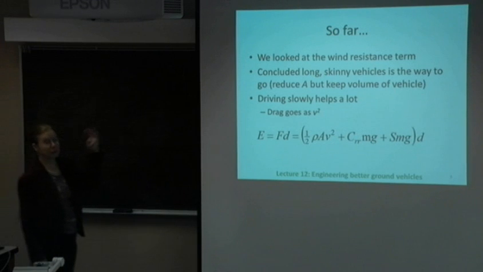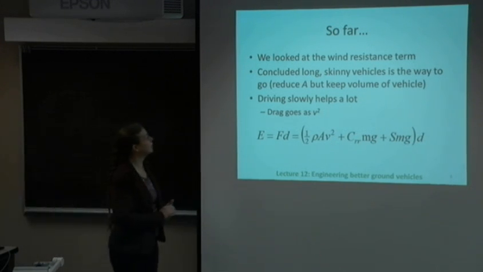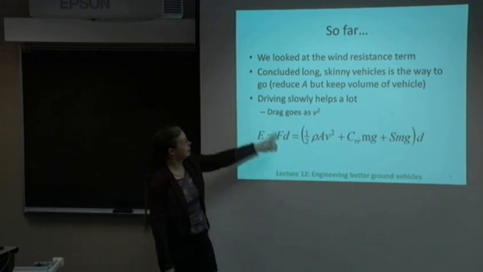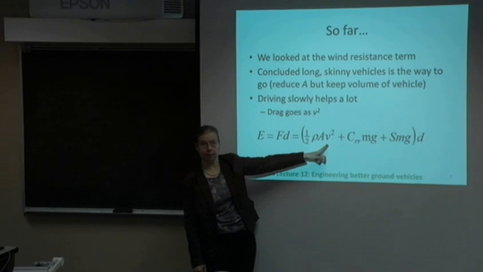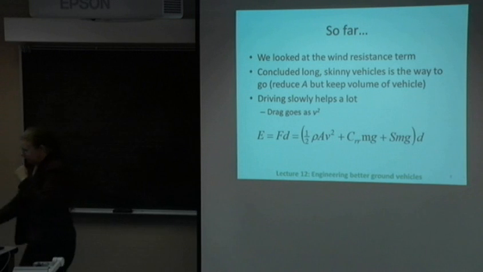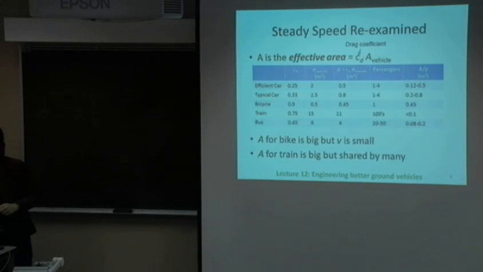So we looked at the wind resistance term last lecture, and we concluded that long, skinny vehicles was the way to go because we could reduce A. And driving slowly, reducing V, helps a lot, if you're willing to do that, because the drag goes as V squared. So that's where we were last time.